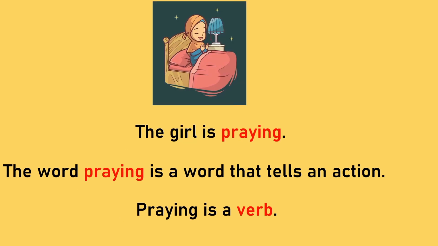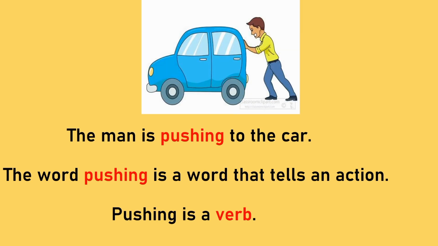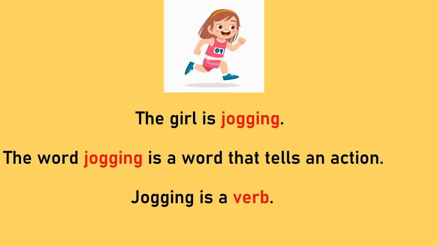The girl is praying. The word praying is a word that tells an action. Praying is a verb. So here praying is a verb. The man is pushing to the car. The word pushing is a word that tells an action. Pushing is a verb. So here pushing is a verb. The girl is jogging. The word jogging is a word that tells an action. Jogging is a verb. So here jogging is a verb.